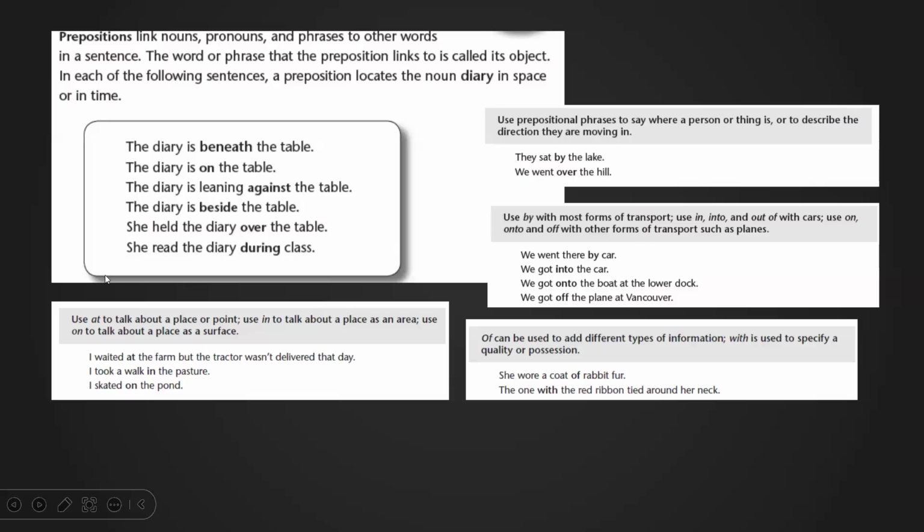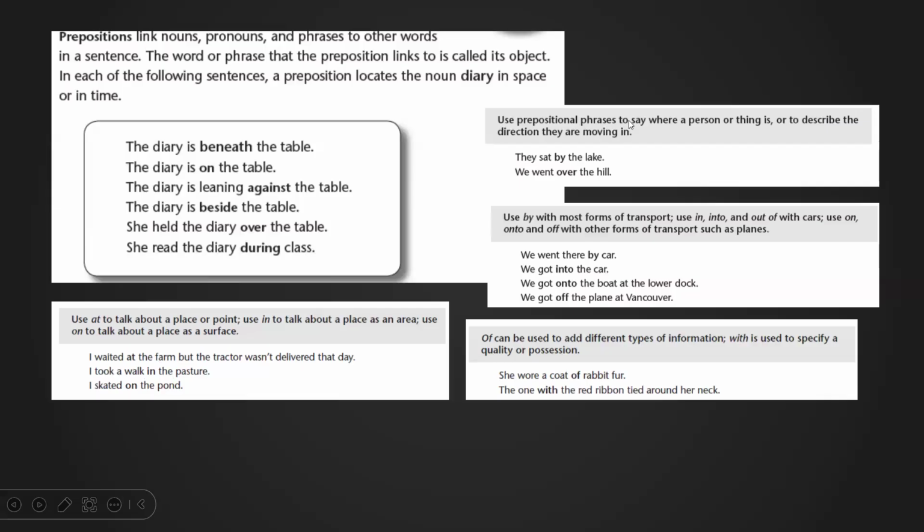Okay, very good. Use at to talk about a place or point. Use in to talk about a place as an area. Use on to talk about a place as a surface. Okay, so at, we're going to use for a specific place or point. In is a specific place, but as an area, and use on for surface. I waited at the farm. So this is a specific point or place. I took a walk in the pasture. So this is in a specific area. I skated on the pond. So this is talking about the surface of something, okay?